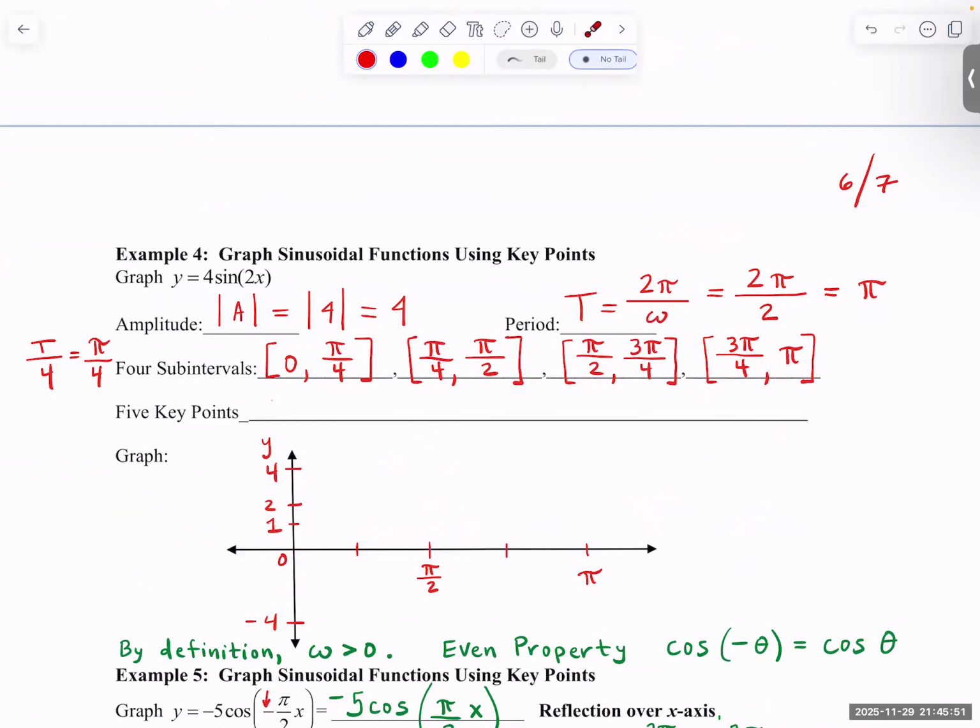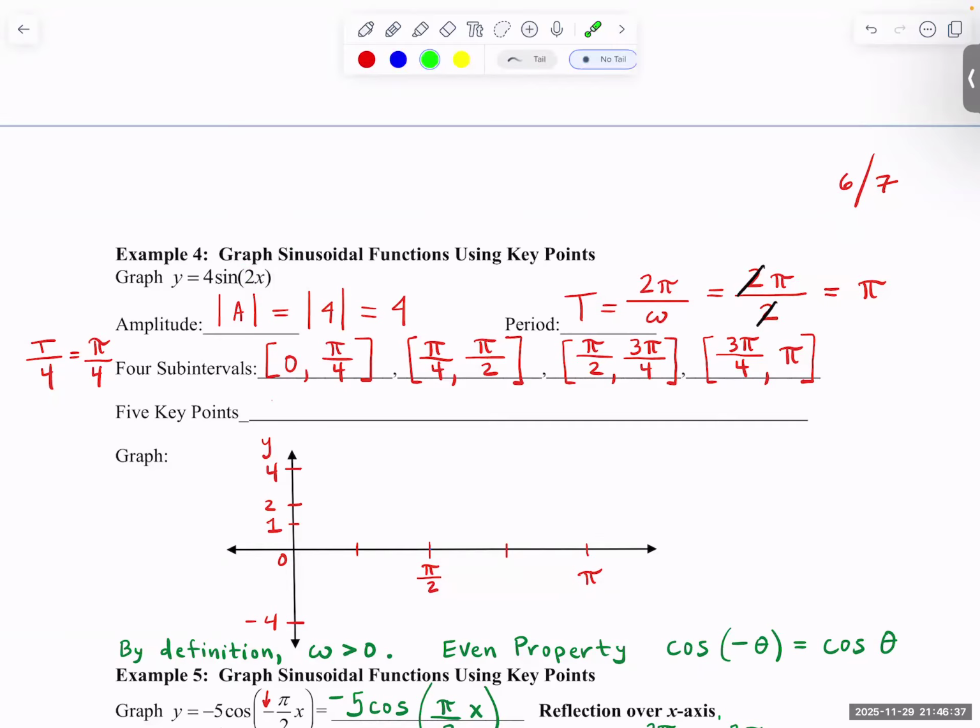Example 4. Graph y equals 4 times sine of 2x. The amplitude is the absolute value of a, the absolute value of 4, is equal to 4. The period T is 2 pi divided by omega, which is 2 pi divided by 2, because 2 is in the argument that multiplies x. And the 2 divided by 2 will divide and cancel out. So you get pi radians. So the length of one cycle is pi radians.